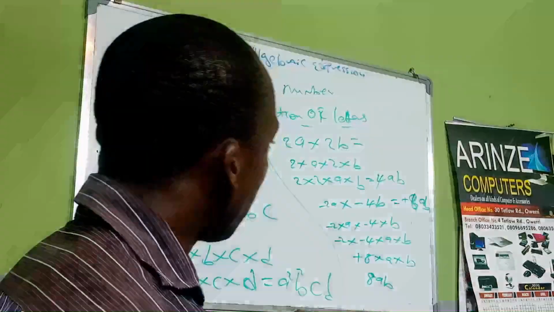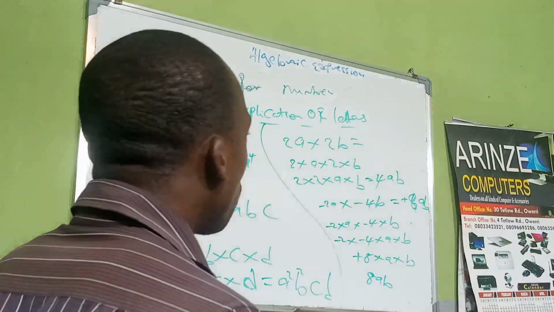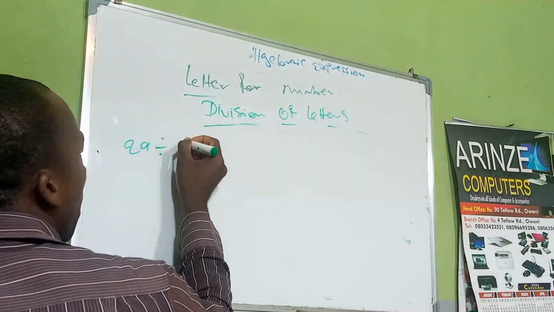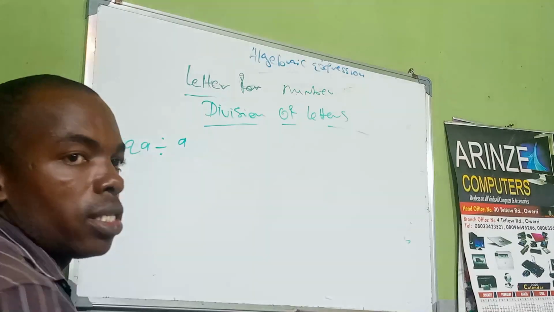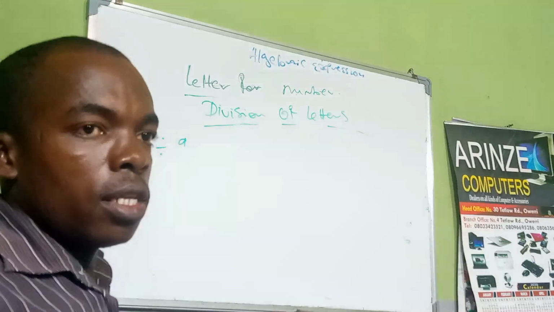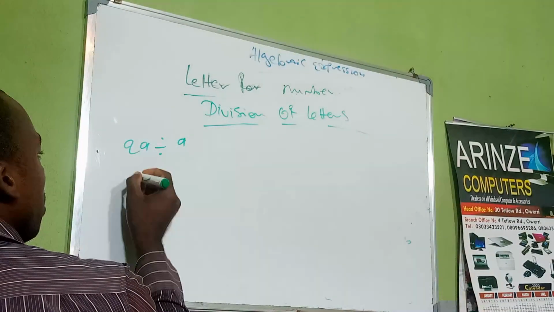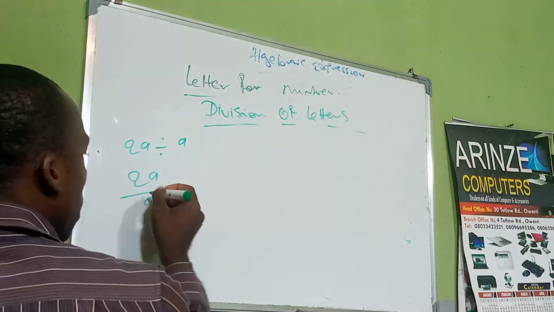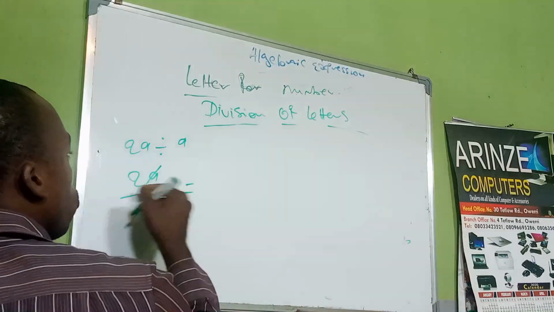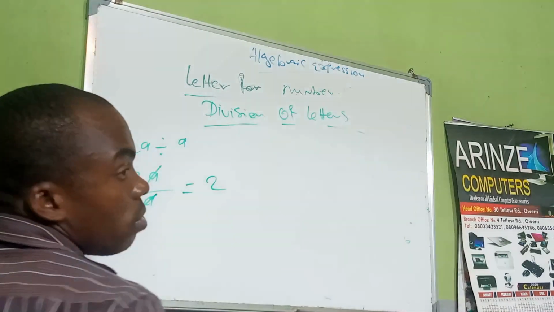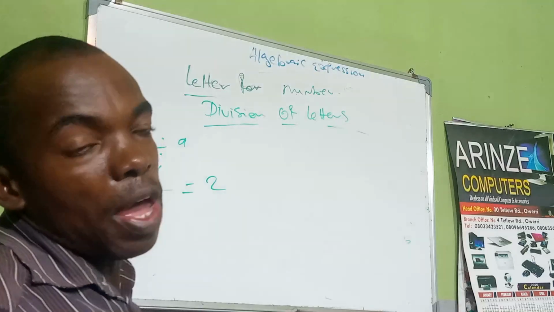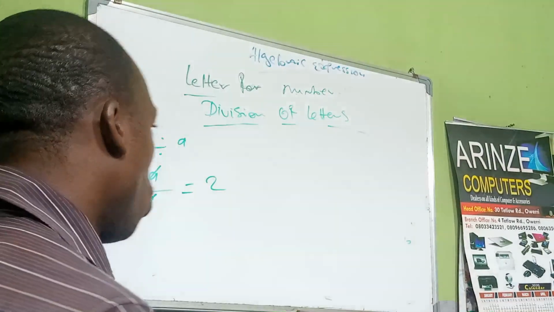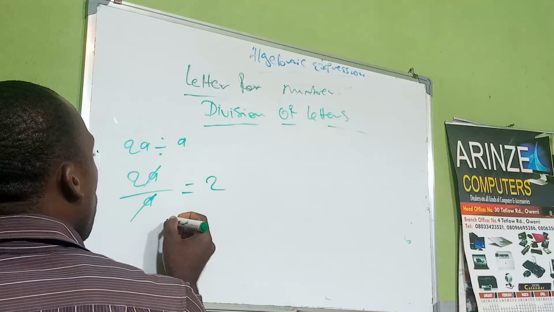You understand? Now the next one we'll be looking at is division. We will have 2A divided by A. Are you seeing this now? This is how we do it. I'm saying 2A over A. Here, this A, we cancel this A. It will be remaining 2. So 2A divided by A is 2.